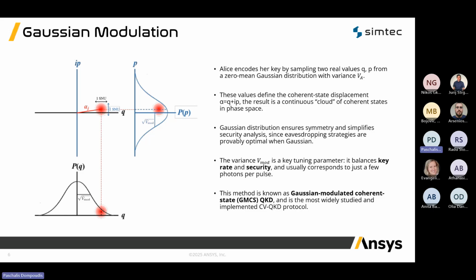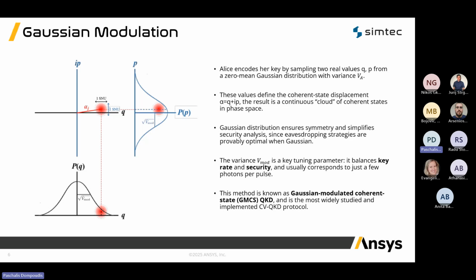Now, Alice uses a method in our example called Gaussian modulation in order to sample the two quadrature values. So she starts by randomly picking two real numbers, one for the in-phase quadrature called Q, and one for the out-of-phase quadrature called P. These numbers follow a Gaussian distribution that is centered on 0. Over many rounds, the states Alice sends form a fuzzy cloud around the origin of phase space. We will see an example of that later. These values set the coherent state amplitude, as I said in the previous slide, Q plus iP.